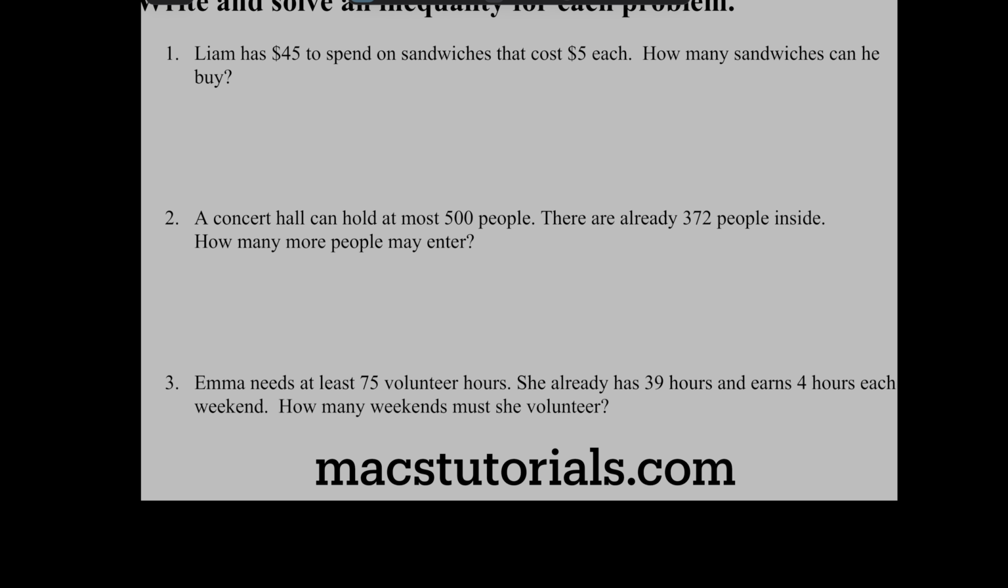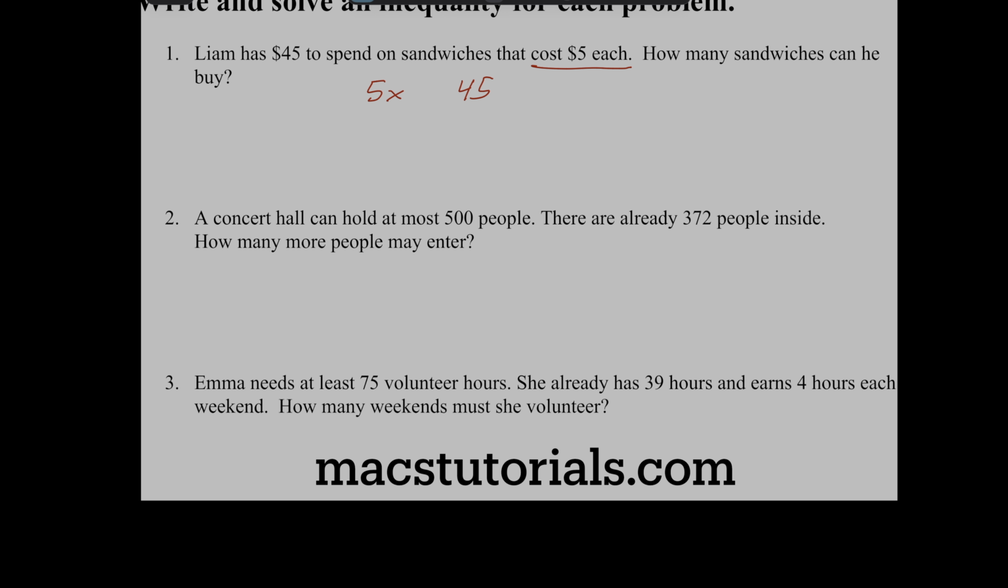So let's see how we can talk about these. Liam has $45 to spend on sandwiches that cost $5 each. How many sandwiches can he buy? Well, that's if he wants to spend it all, but he didn't have to spend all of his money on sandwiches. So the sandwiches, we know that they're $5 each, so we're just going to write 5x. That's the best way to do that. And when it's all said and done, he has $45. Now, if all he's going to buy is sandwiches, you just put an equal sign and you solve for x.